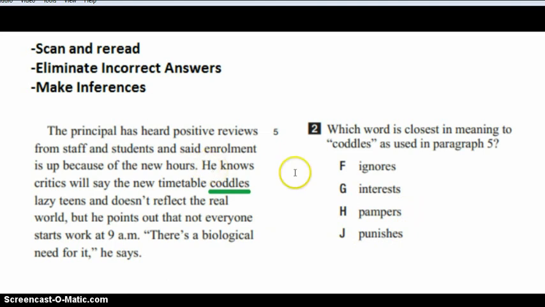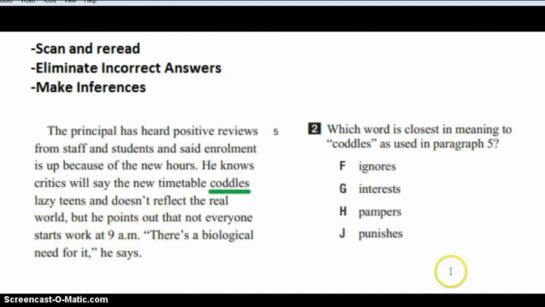So there's 4 options there. I've got the text over here. If I look at the sentence it's used in, it says, he knows critics will say the new timetable coddles lazy teens, doesn't reflect the real world. But he points out that not everyone starts work at 9 a.m.